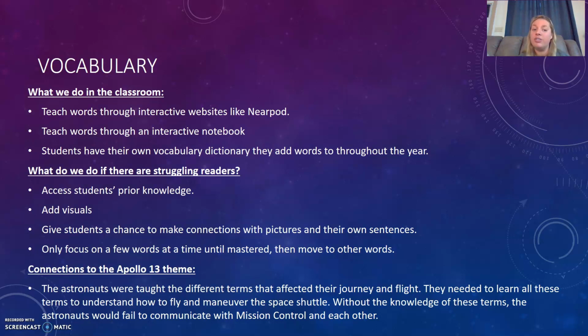Moving on to vocabulary, what we do in the classroom for our Tier 1 instruction, we teach words through interactive websites like Nearpod. Nearpod is an engagement technology tool. We teach words through interactive notebooks, and students can have their own vocabulary dictionaries that they add words to throughout the year.